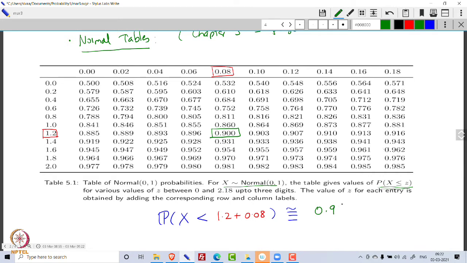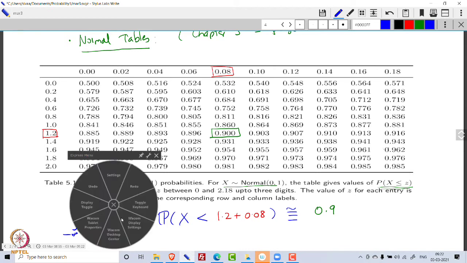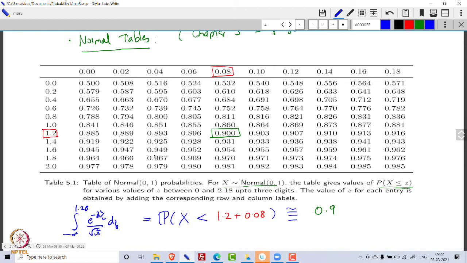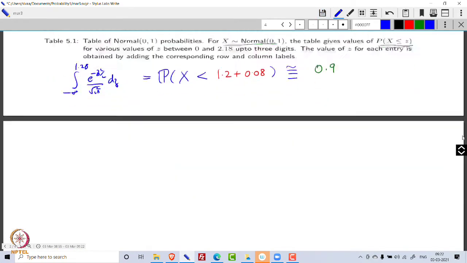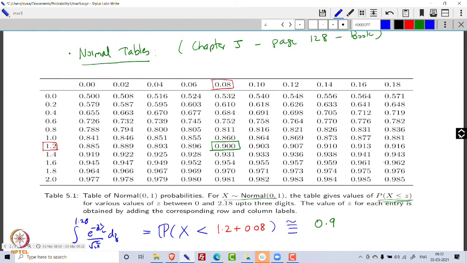So tables are given, and this is how you must interpret them. The precise definition is the integral from minus infinity to 1.28 of e to the minus z squared by 2 over root 2 pi. Of course, you cannot do it for all real numbers. You use the closest approximation you can find in the table and then use the answer. Of course, there are more and more detailed tables available as you go more numerically, but as of now, this is what we have. Let me illustrate the use of this table in the next example.